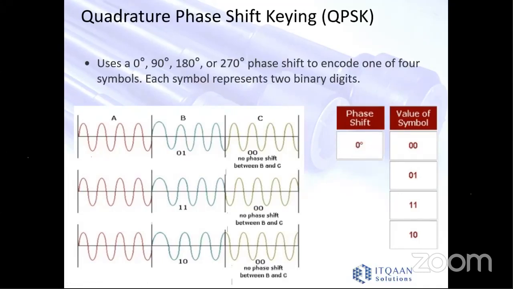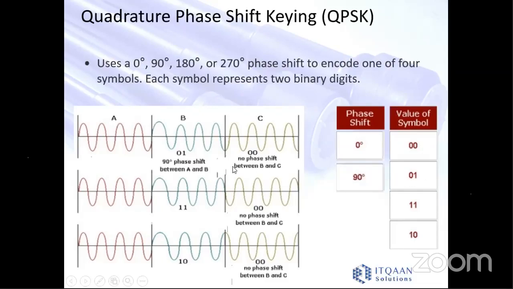No phase shift between B and C, and here, no phase shift between B and C, and here also no phase shift between B and C. So then the value of the symbol is going to be 00. This is how it encodes two binary digits.